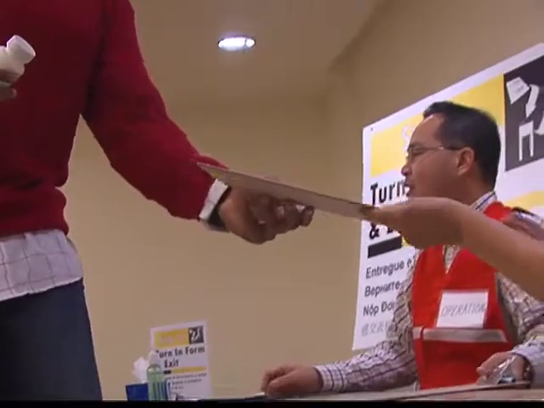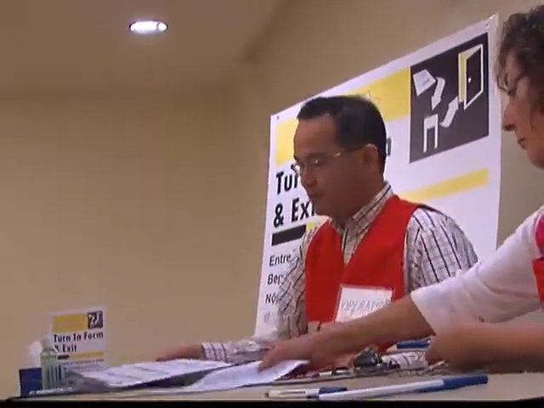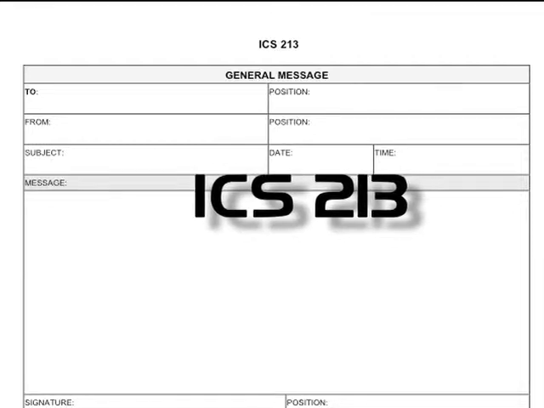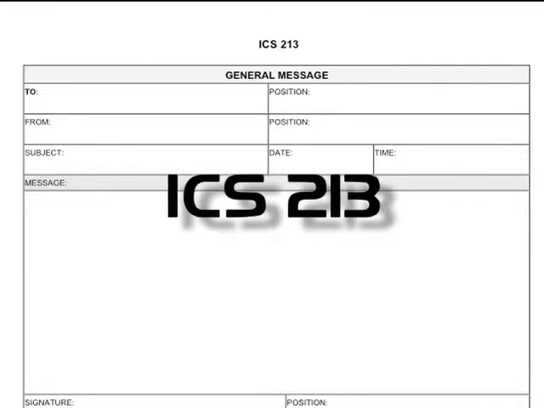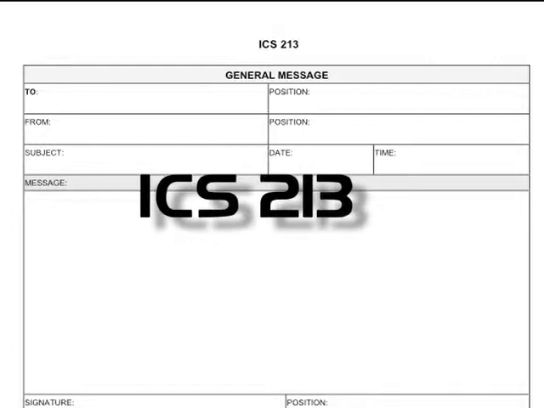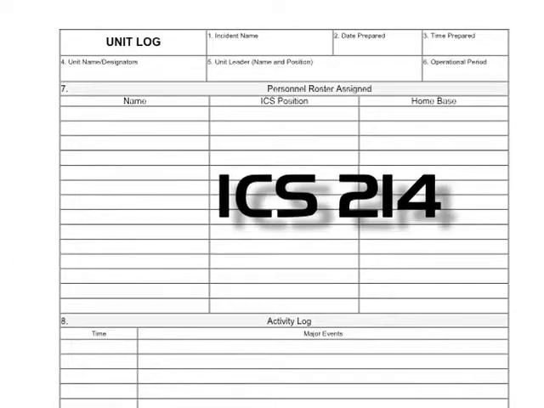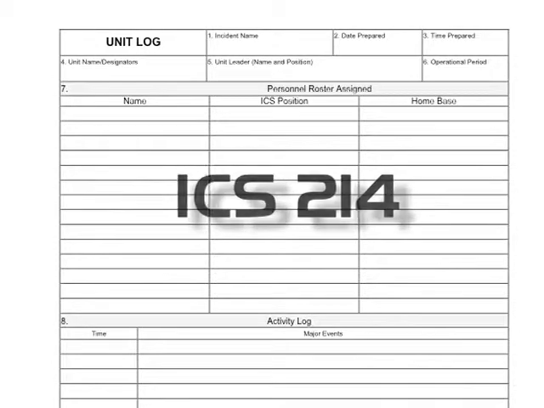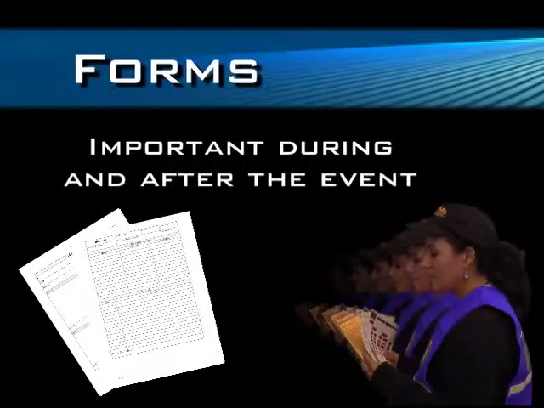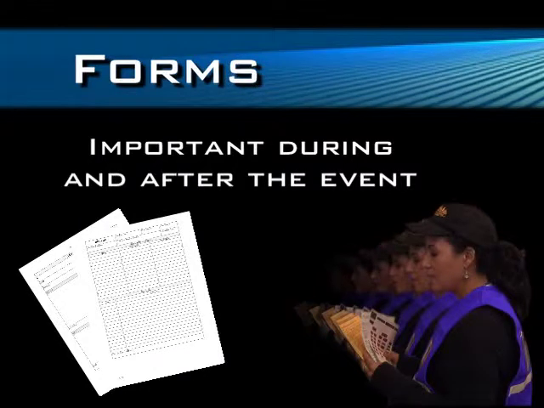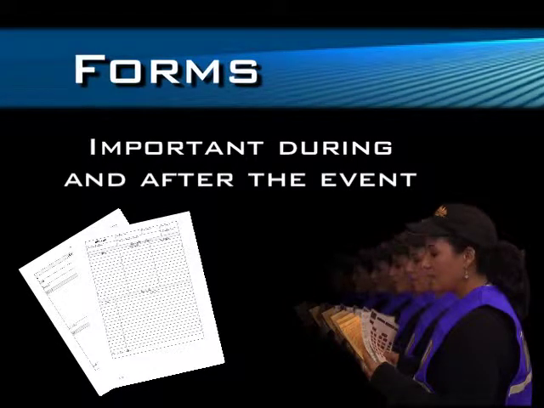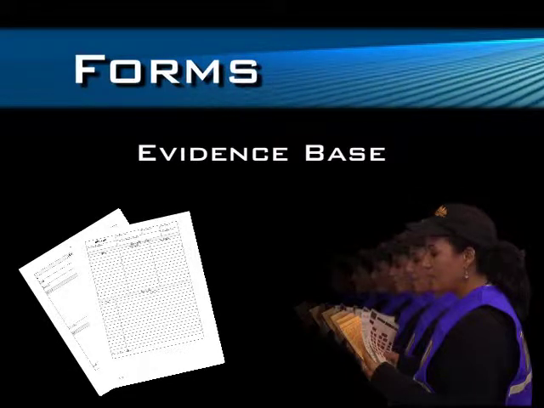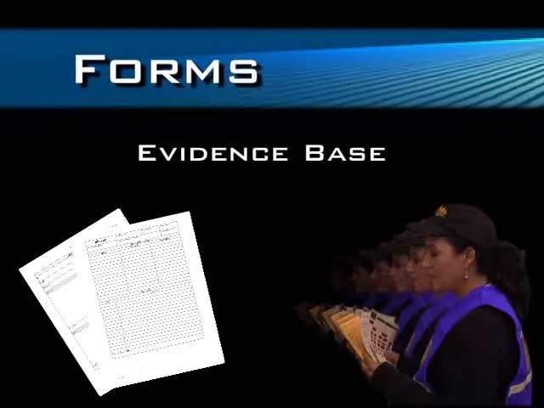Other common forms are used by all units. For instance, ICS Form 213 is a message form you can use to make a request or get a message to anyone else in the pod. ICS Unit Log 214 is a record of each unit's activities. These forms and the others are important not just during an emergency, but after. They become the evidence base documenting the event and helping your community qualify for reimbursement.